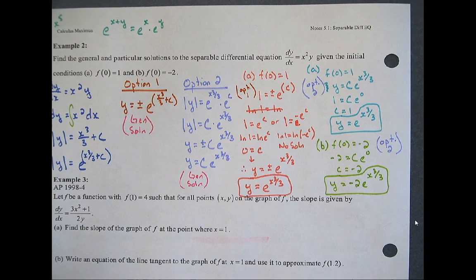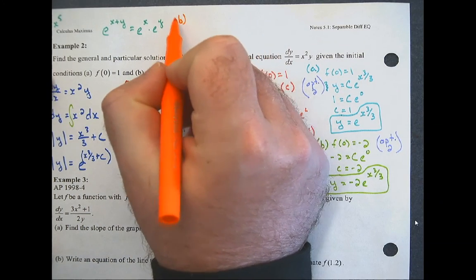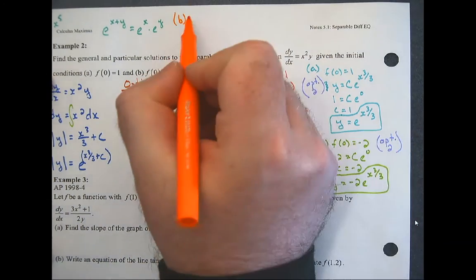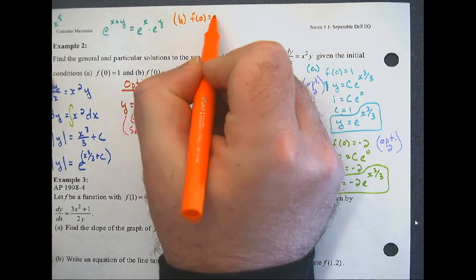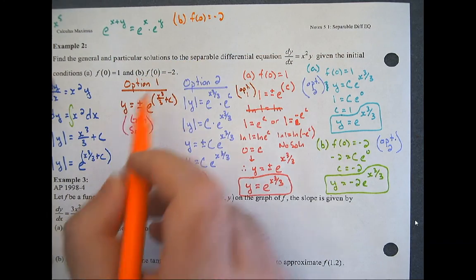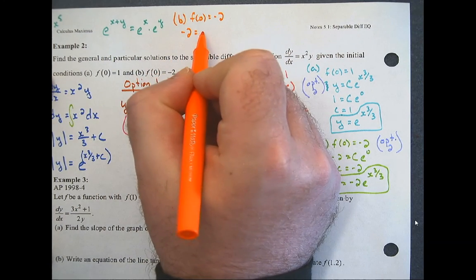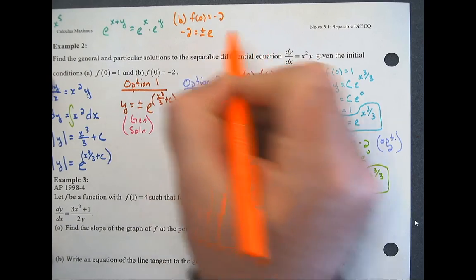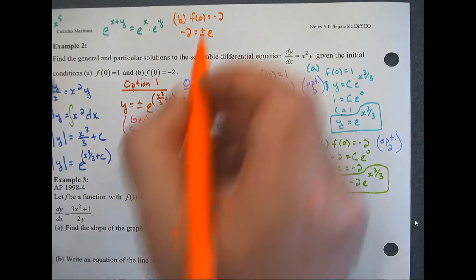Let's try to do part B again, but we'll do it from the perspective of option 1. So part B, I get f of 0 equals negative 2 again. So then I would put y as negative 2 equals plus or minus e to the 0. So that's c again.